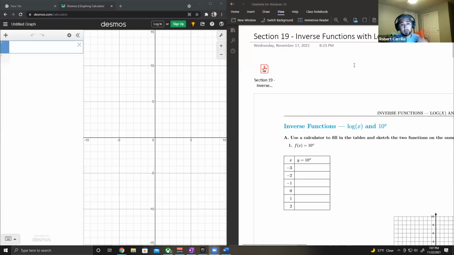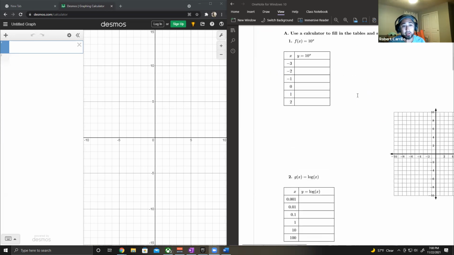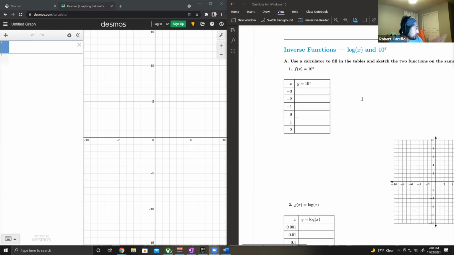Okay, all right, guys. So last time we learned about the natural log and its inverse, the exponential function e to the x. Today we learn about the common logarithm and its inverse 10 to the x. So first thing we want to show is that these functions are inverses of each other by making the xy chart and then by graphing them.